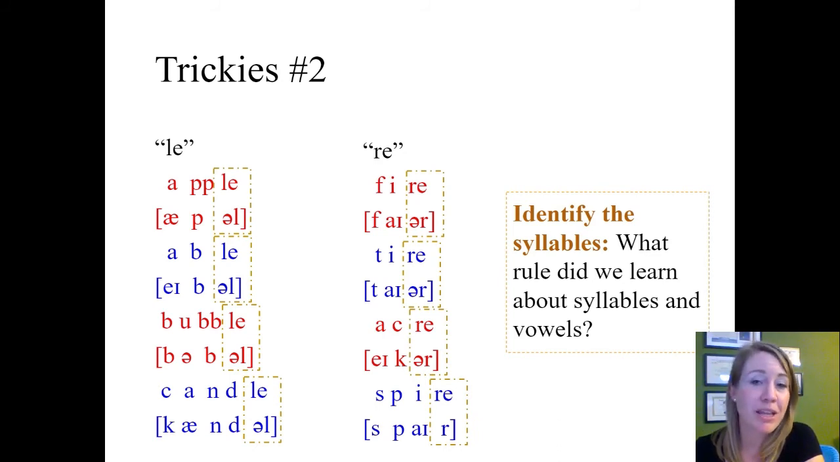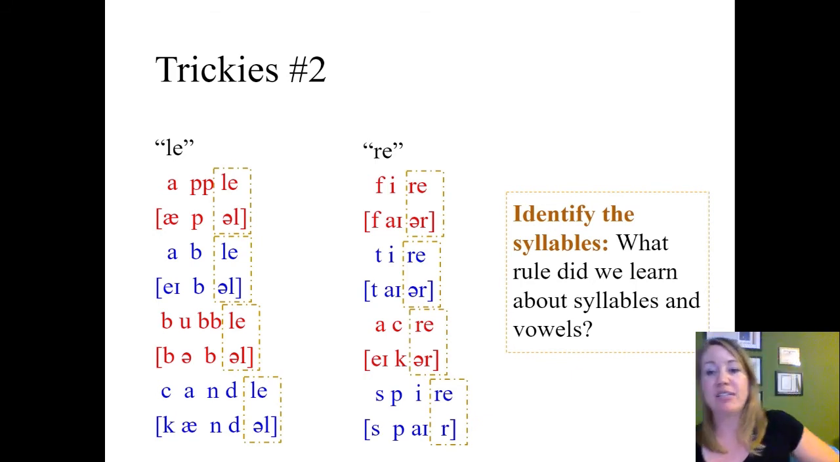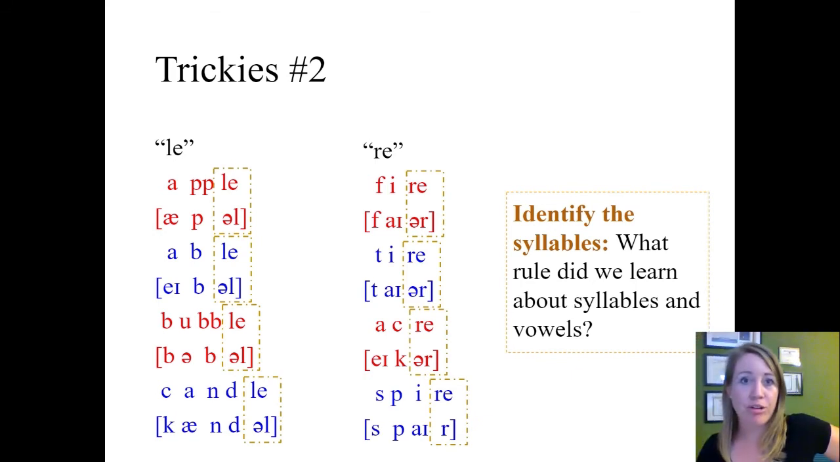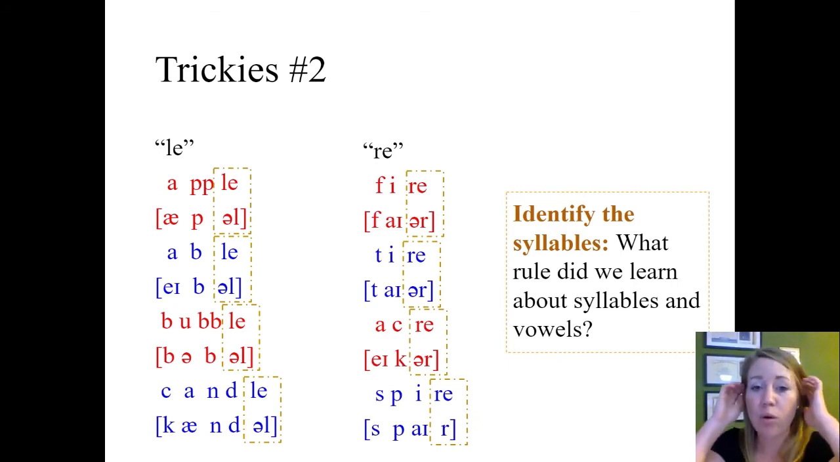So there's plenty of words that end in LE or RE that don't get the ul sound, okay? There's plenty of words that end that way. One consistent thing these words have in common is that they are two-syllable words, okay? Apple, able, bubble, okay? And there's something you learned about syllables and vowels back in phonological awareness that told you that the second syllable had to have a schwa in it.